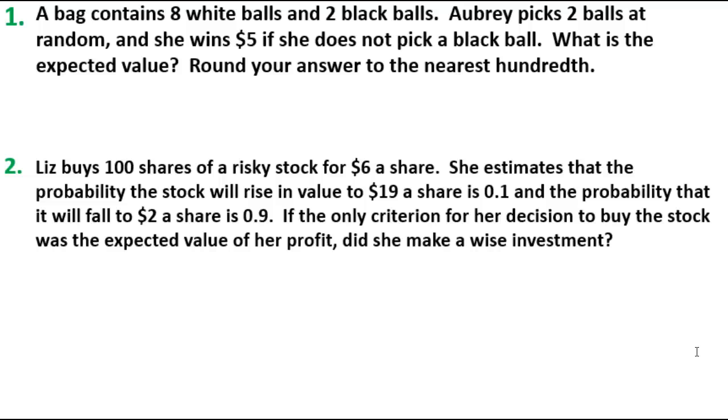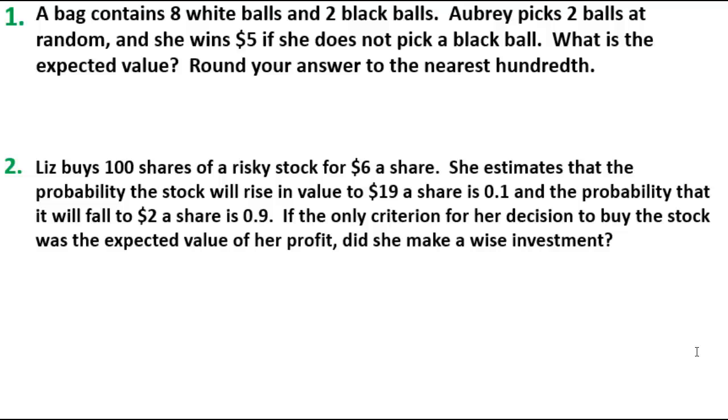Okay, now we're going to pull this one up, and I'm going to go through this one with you. So let's try number 1 first. The bag contains 8 white balls and 2 black balls. Aubrey picks 2 balls at random, and she wins $5 if she does not pick a black ball. So that's important to know. If she does not pick a black ball, she wins $5, meaning both balls must be white.